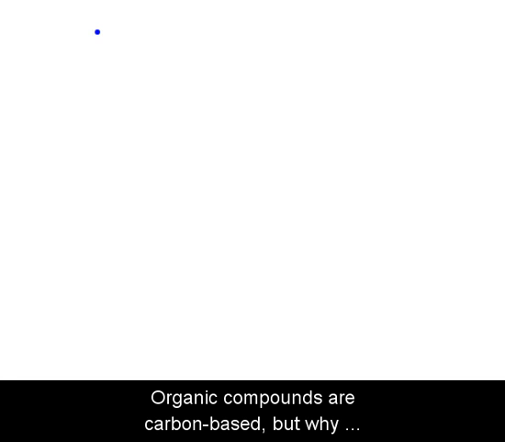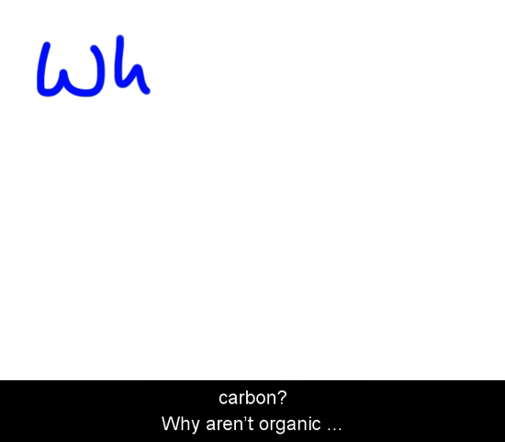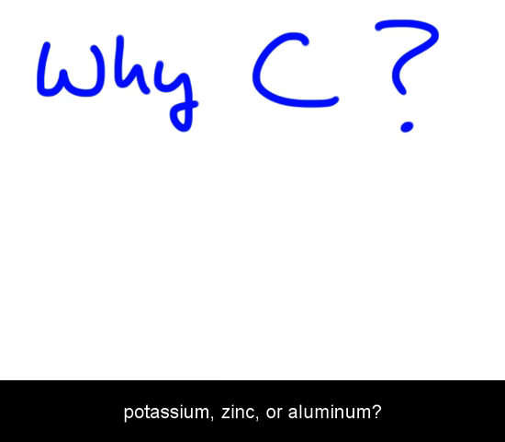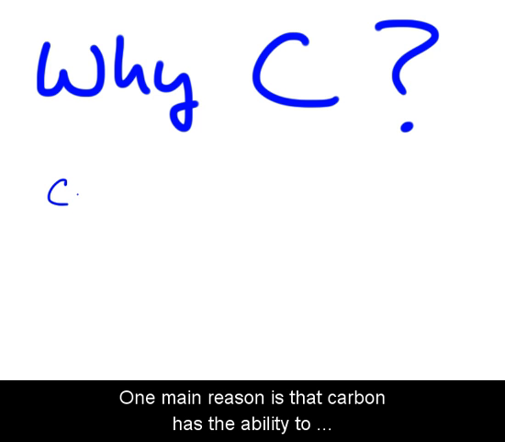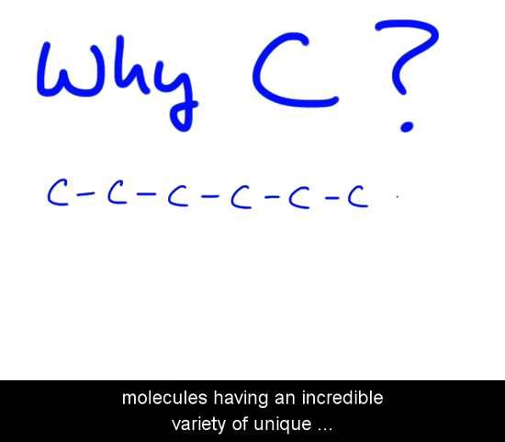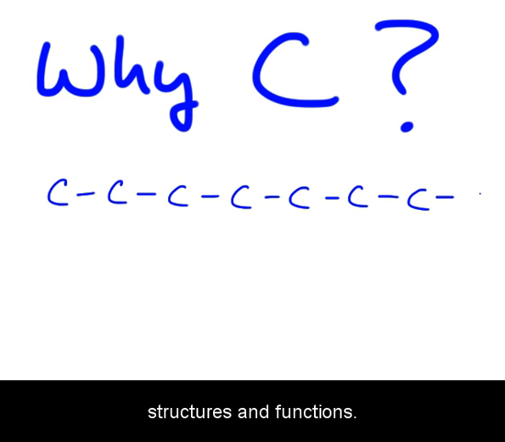Organic compounds are carbon-based. But why carbon? Why aren't organic compounds built around atoms of other elements like potassium, zinc, or aluminum? One main reason is that carbon has the ability to easily bond with other carbon atoms to form large molecules having an incredible variety of unique structures and functions.